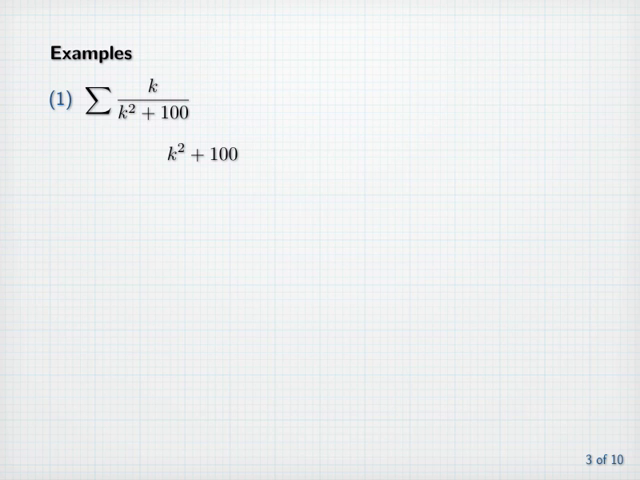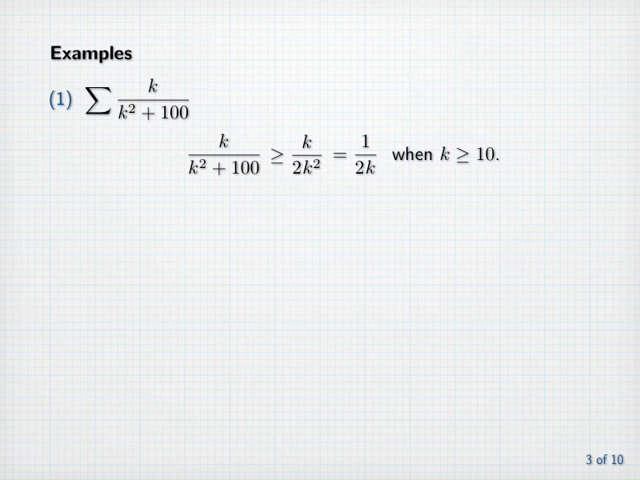Note that k squared plus 100 is less than or equal to k squared plus k squared when k is greater than or equal to 10, so the denominator of the kth term is less than or equal to 2k squared when k is at least 10. As a result, k divided by k squared plus 100 is greater than or equal to k divided by 2k squared, which equals 1 over 2k, when k is greater than or equal to 10.